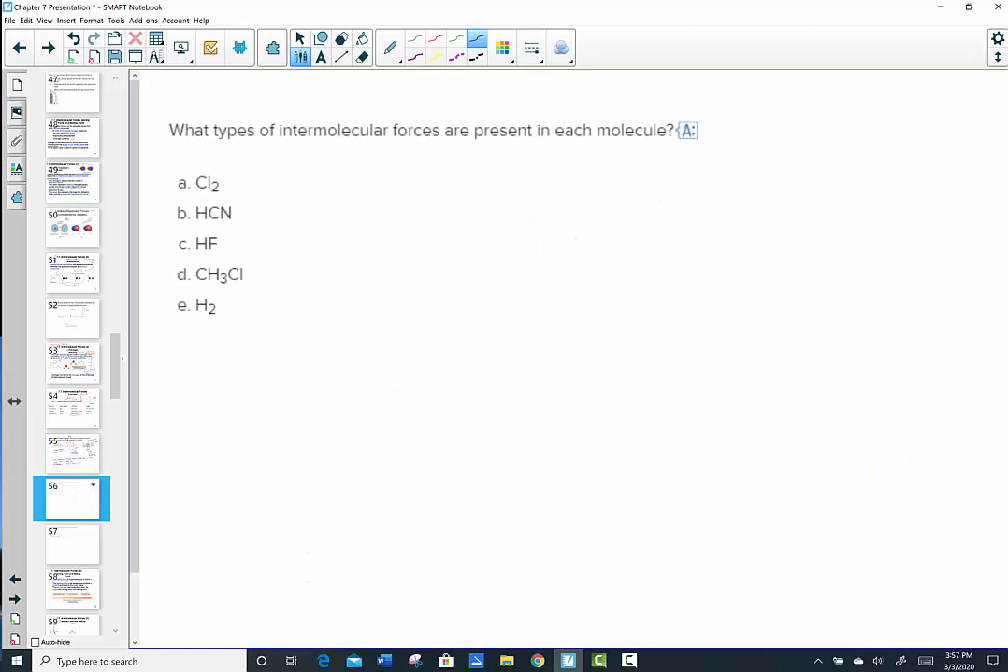You try these. Identify the types of IMFs present in each molecule. Pause your video and give yourself some think time. Really think this through. Start by drawing structures even. Come back when ready.